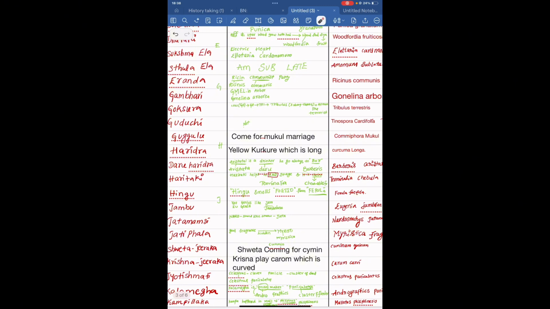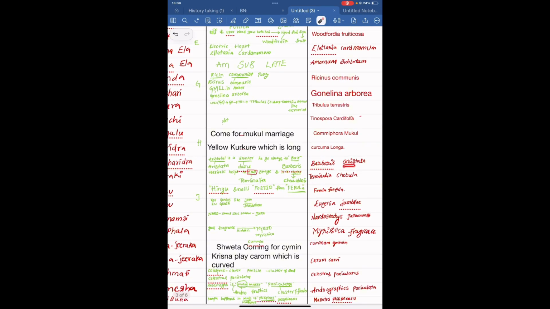Then Daru Haridra. So remember the story. Aristotle, you already know. In my story Aristotle is a different view: Aristotle is a drinker. He always goes to the bar for drinking. The word Aristotle gives Aristata, and the drinker in Hindi is called Daru. It gives the name Daru Haridra, and he always goes to the bar. So the bar gives Berberis. The botanical name of Daru Haridra is Berberis aristata.